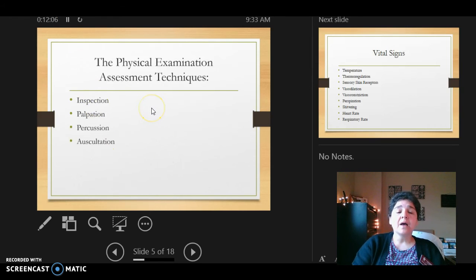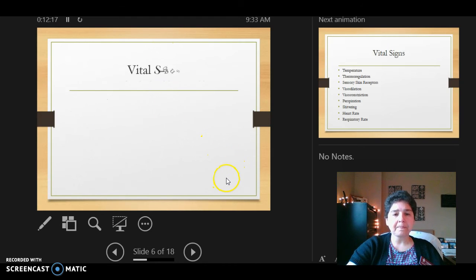Auscultation is listening, listening for bowel sounds with our stethoscope over the belly, listening for lung sounds over the chest and back, different ways of auscultating.